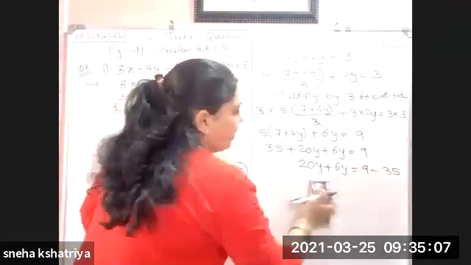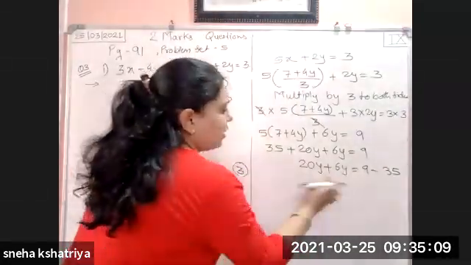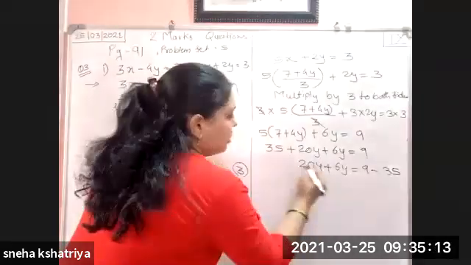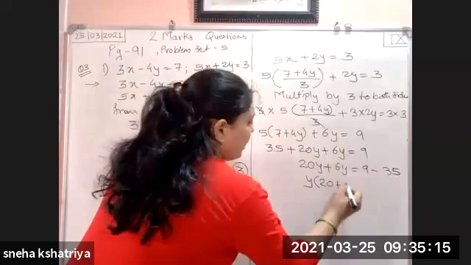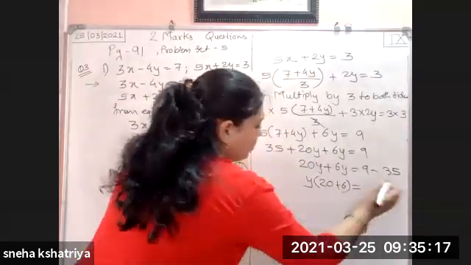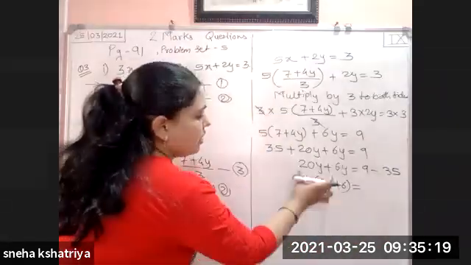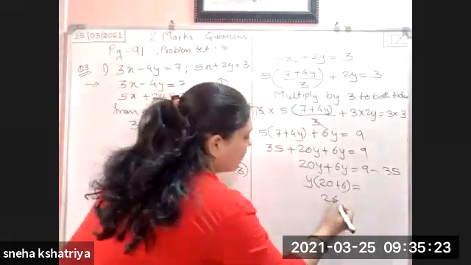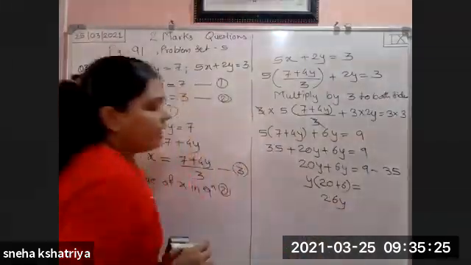See again here, variable. 20y plus 6y. How is this addition carried out? Take common y outside. 20 plus 6. Write down the addition. We will see afterwards. This is important. So 20 plus 6, this becomes 26. And this y as it is.